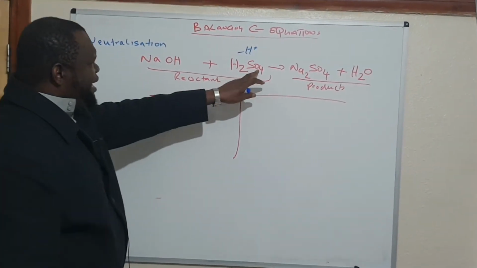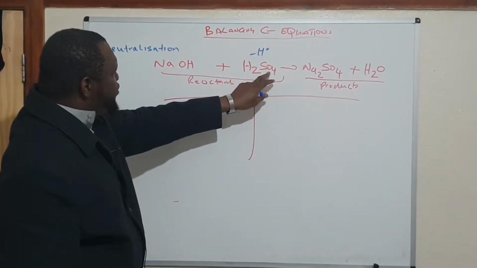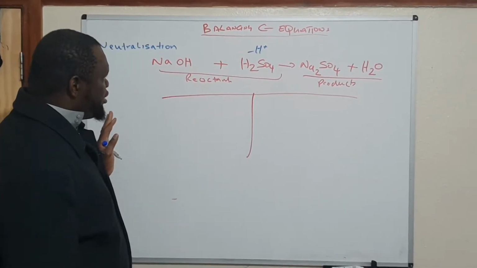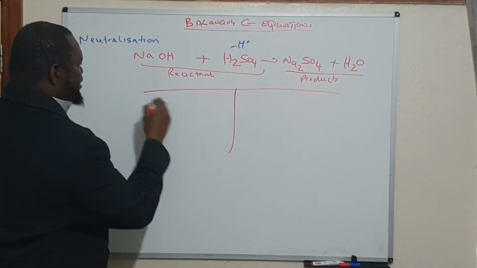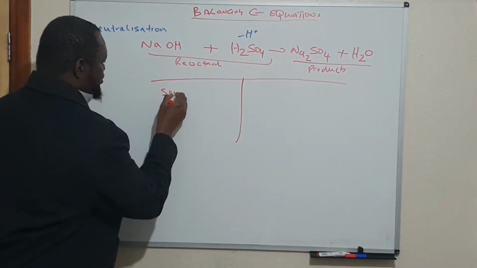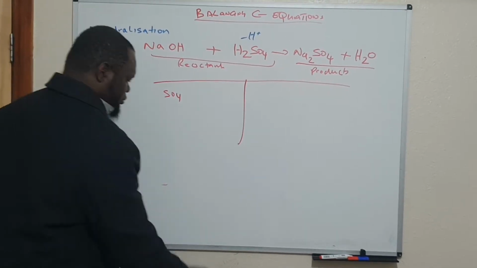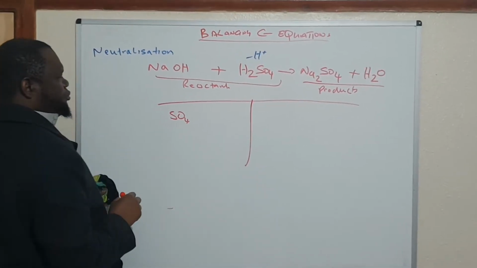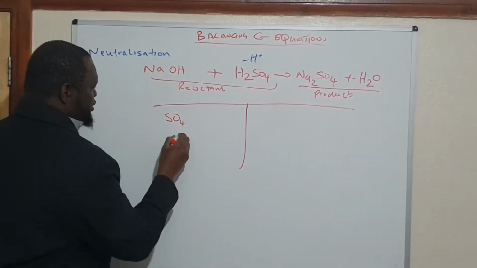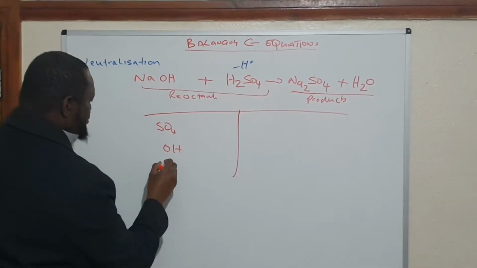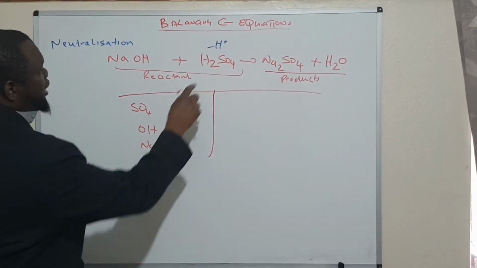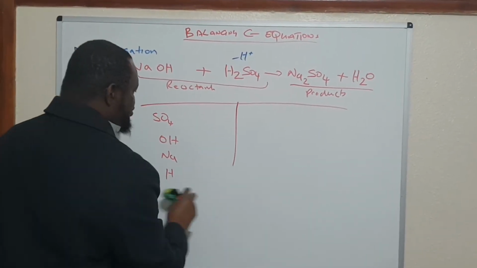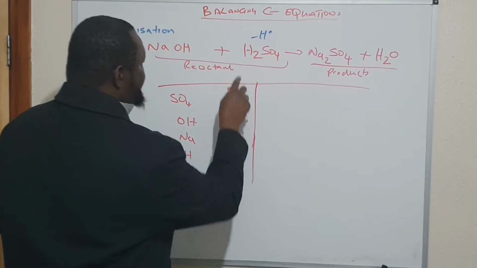Now, the polyatomic ions, SO4, OH, don't touch them. That's one important thing. If it is SO4 here, you leave SO4. If it is OH, you leave your OH. Sodium by itself. Hydrogen here by itself. Don't put the two there. Like if it's H2, you put H2 here.